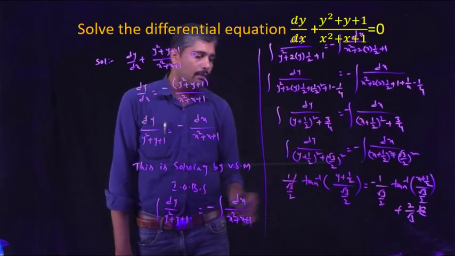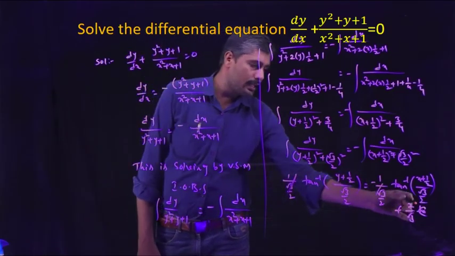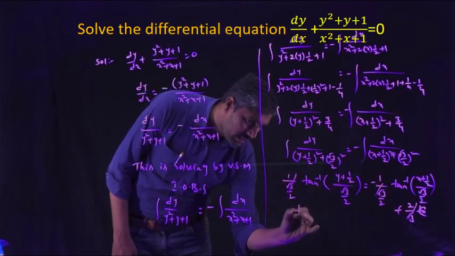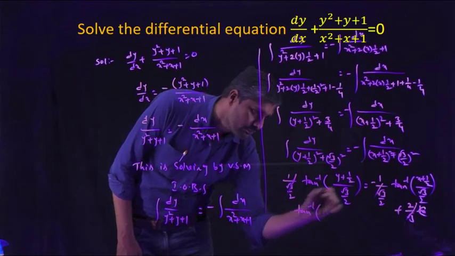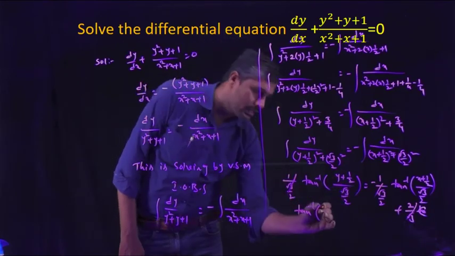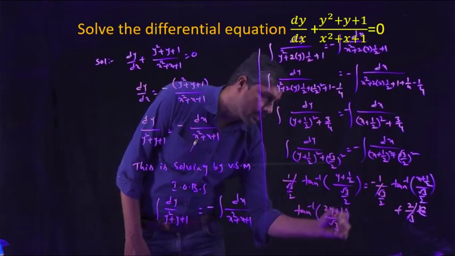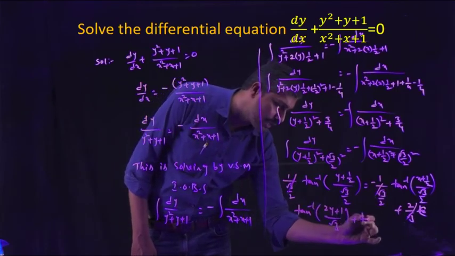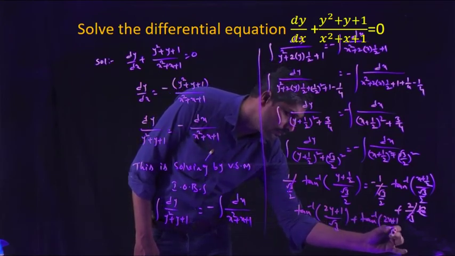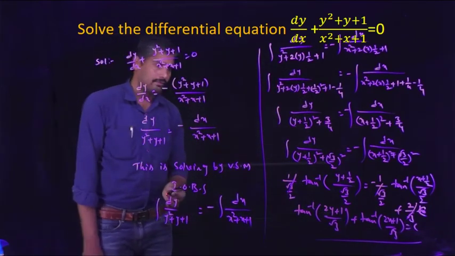Here 1 by root 3 by 2, that is 2 by root 3. Here 2 by root 3 is cancelled. Here 2 by root 3 is also cancelled. Then we get tan inverse of, cancelling the LCM, 2y plus 1 by root 3. Taking the left side, plus tan inverse of 2x plus 1 by root 3 equal to c. That is the required solution.